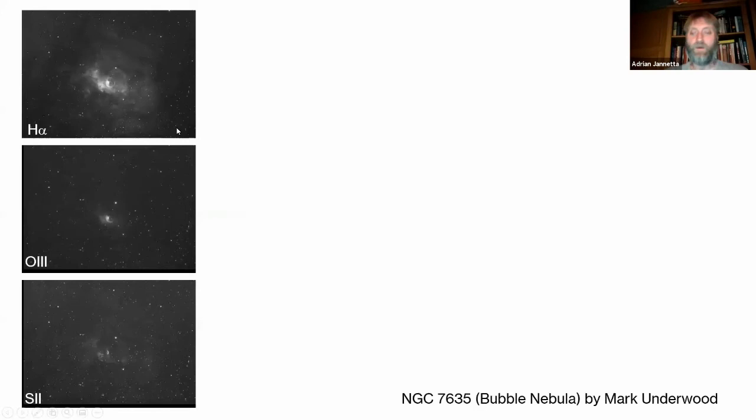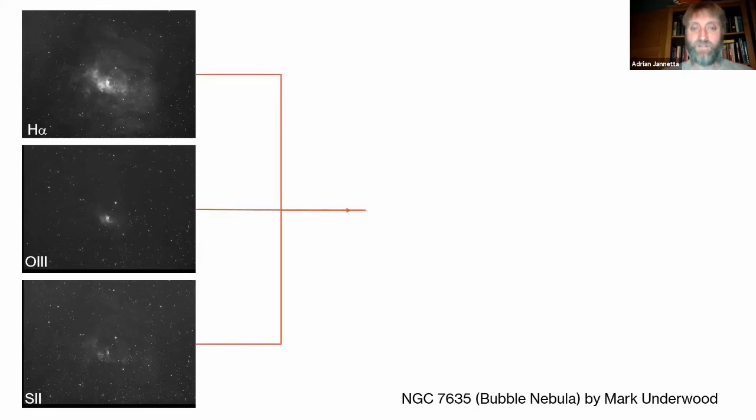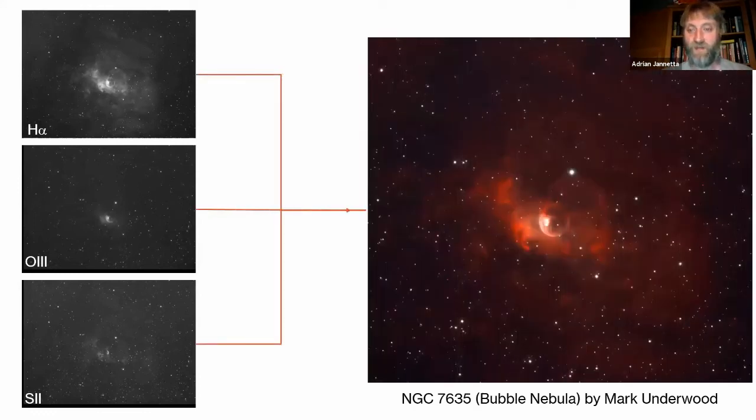Now, Mark has very kindly supplied some narrowband images for me to show you. So we've got the hydrogen alpha image at the top, an oxygen 3 in the middle, and a sulfur 2 at the bottom. And you can see that through each filter, they look very different. This is aimed at the Bubble Nebula. So it looks different in each filter, and it's different physical processes emitting these different colors of light. So you combine them together to make a color image, and it looks like that.